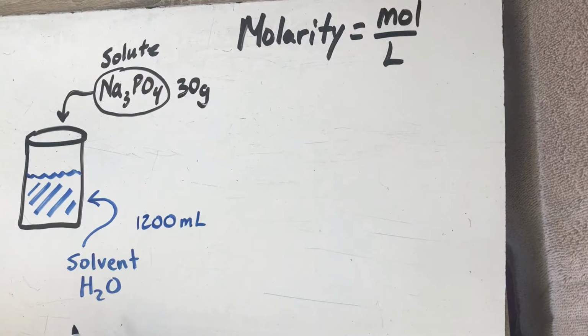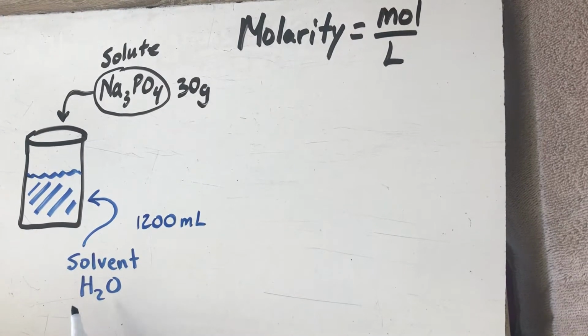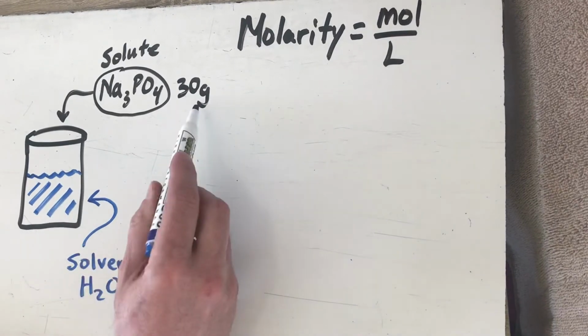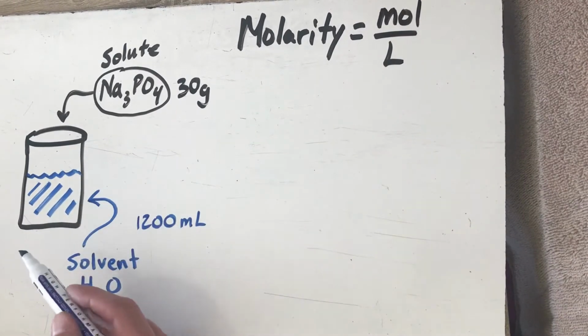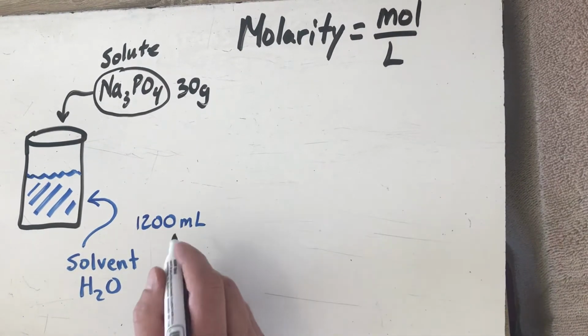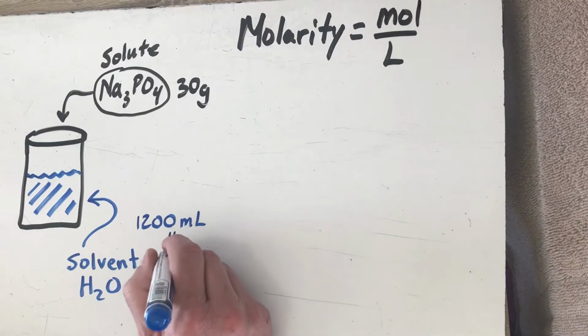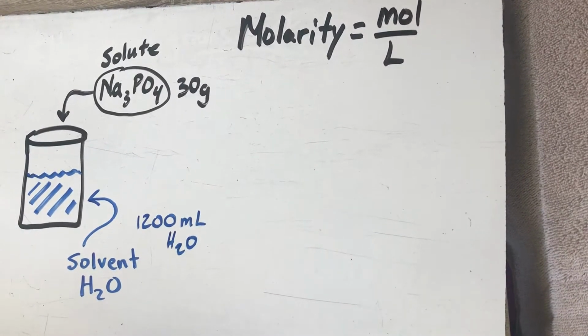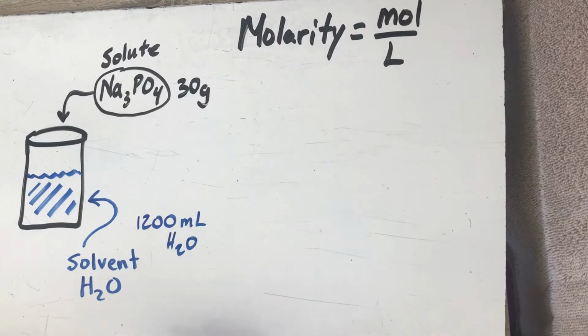Now think about this for a minute. If I were to put just 1,200 milliliters of water into this container, and then I added 30 grams of sodium phosphate, that's going to push the volume up just a little bit above 1,200. But for all practical purposes right now, I'm just going to say that we're using about 1,200 milliliters of water, and we're going to get an approximate concentration. So we're going to put in 30 grams of sodium phosphate and dissolve it. Now what you want to pay special attention to is units.